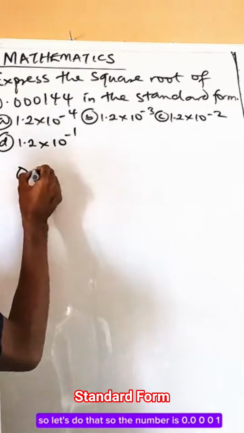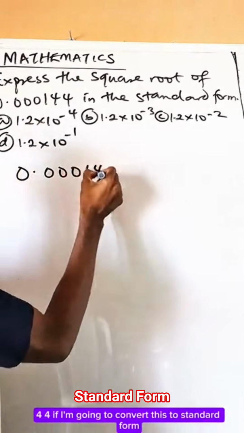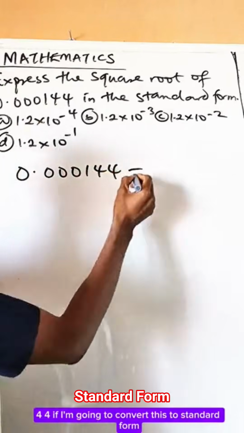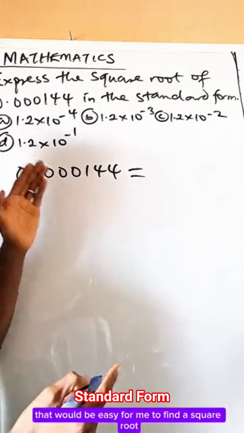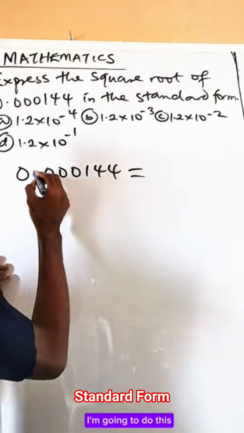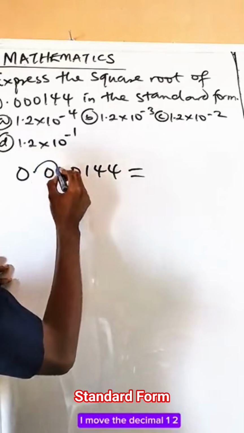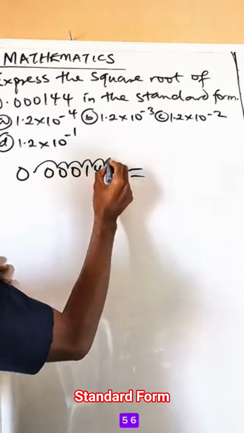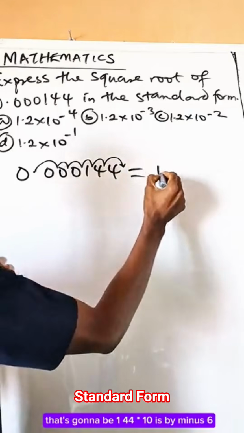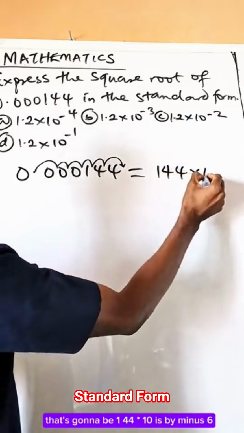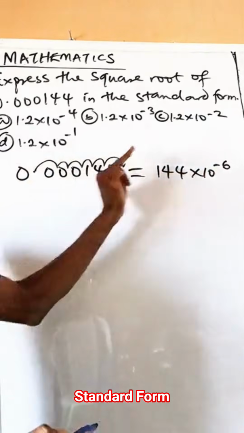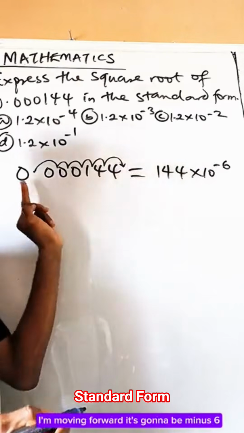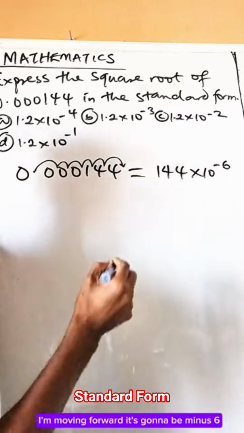So the number is 0.000144. If I'm going to convert this to standard form, that will be easy for me to find the square root. I'm going to do this. I'll move the decimal 1, 2, 3, 4, 5, 6. That's going to be 144 times 10 raised to the power minus 6. What is it minus 6? Because I'm moving forward. It's going to be minus 6.